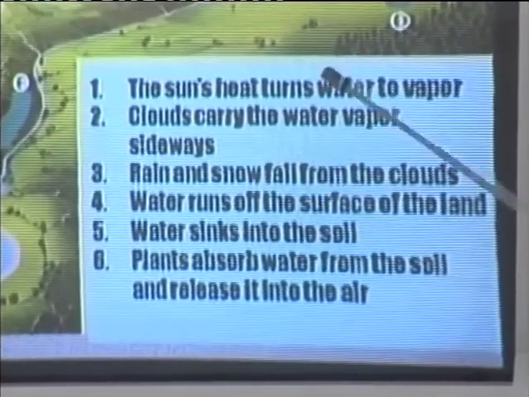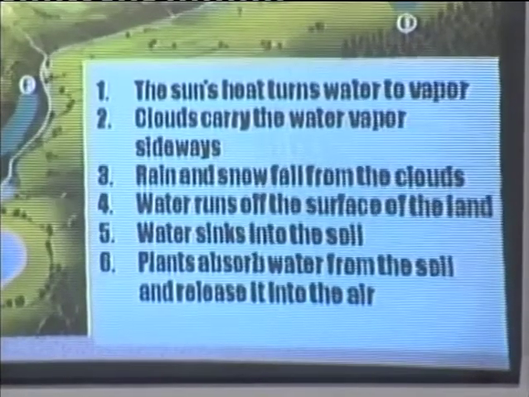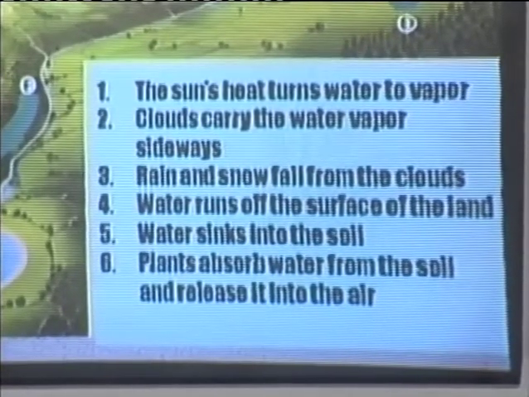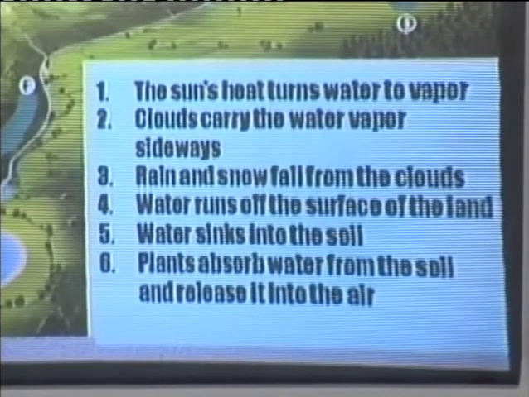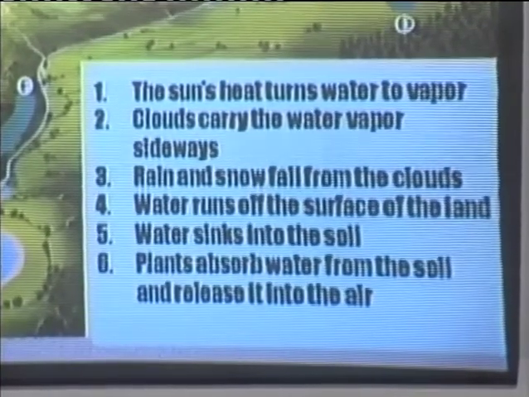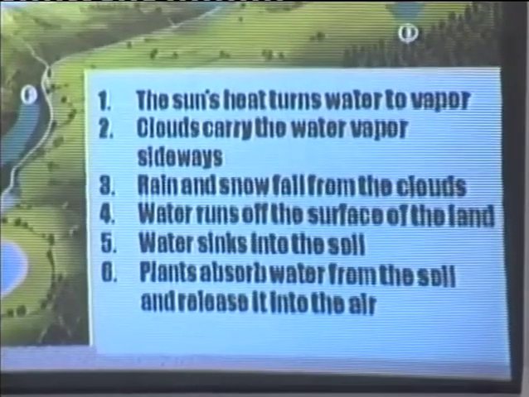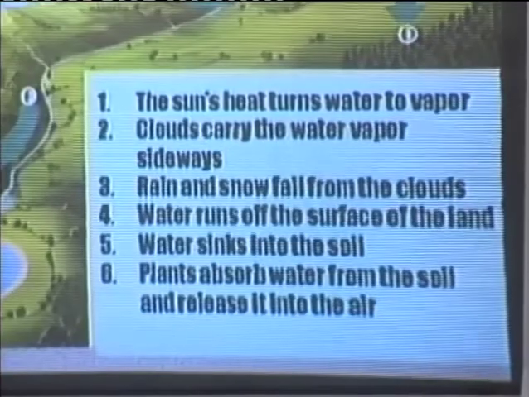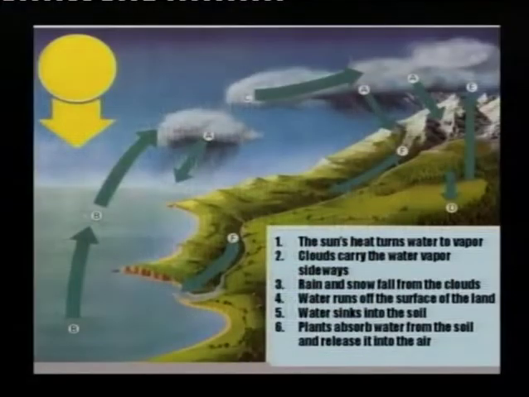Okay, number one tells us the sun's heat turns water to vapor. Number 2, clouds carry the water vapor sideways. Number 3, rain and snowfall from the clouds. Number 4, water runs off the surface of the land. Number 5, water sinks into the soil. Number 6, plants absorb water from the soil and release it into the air. Okay, having those numbers, we are now going to simply put the correct letter with the numbers so that we can see the whole cycle in the water cycle diagram.